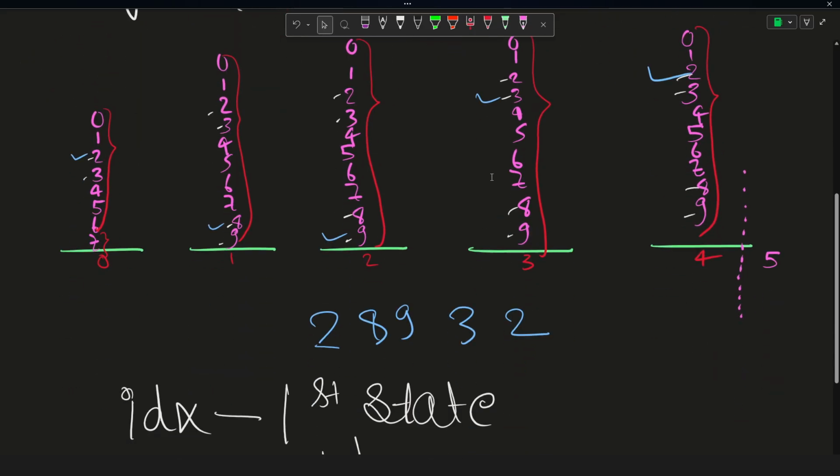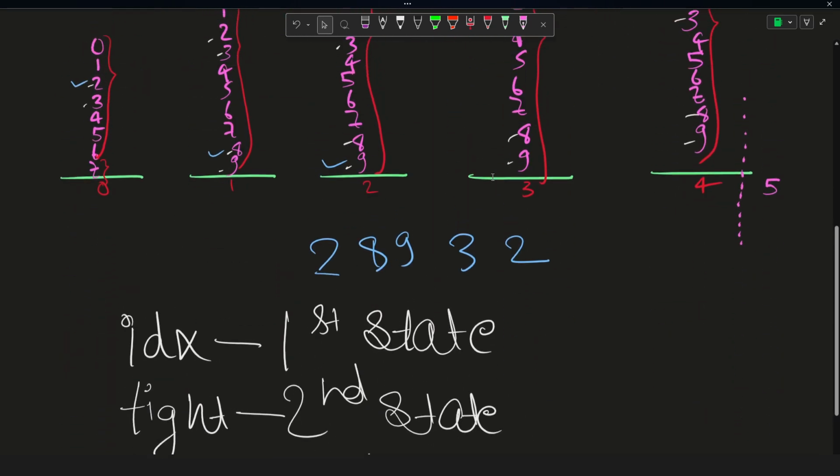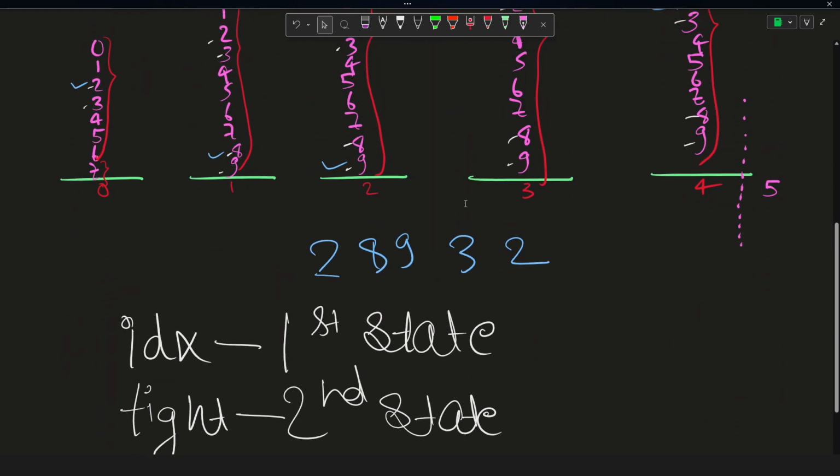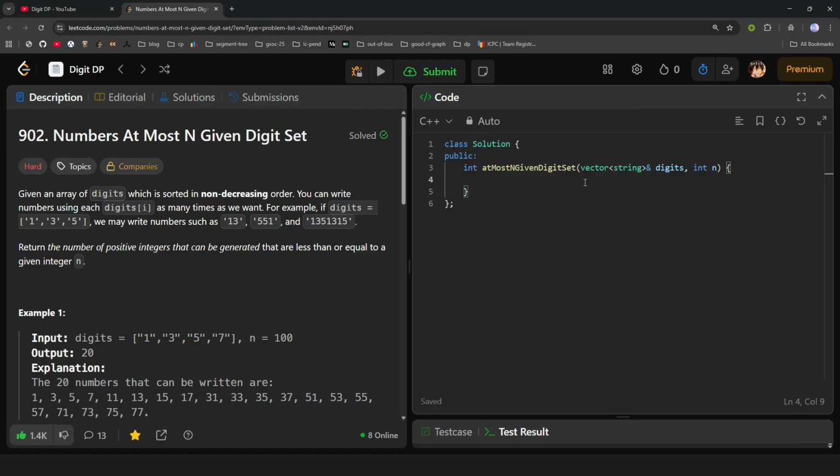So now I think I have explained each and everything in very detail, and now it will be good if you move to the coding part and code this up quickly, right? So let us go to the code editor now. As I told you, first we will declare a mask here.